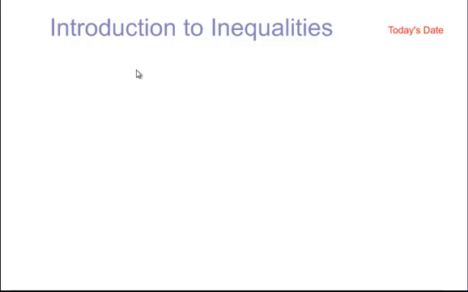Today we're going to talk about inequalities. So far we've been working with equations for the last couple of years, but now we're going to talk about inequalities. That means not equal. So I want you to put the title at the top of your page, Introduction to Inequalities, and put today's date in the top right corner.